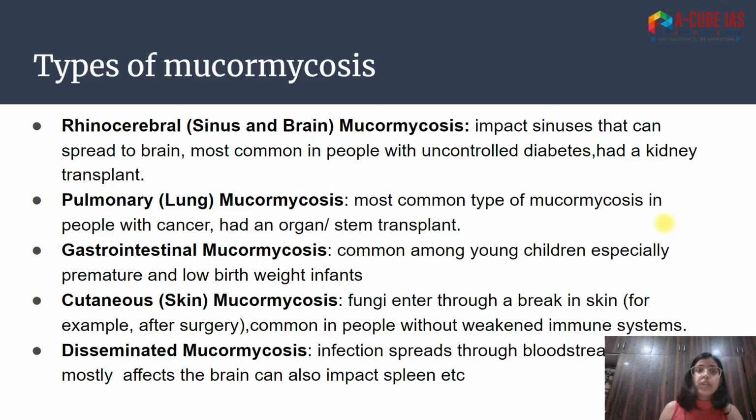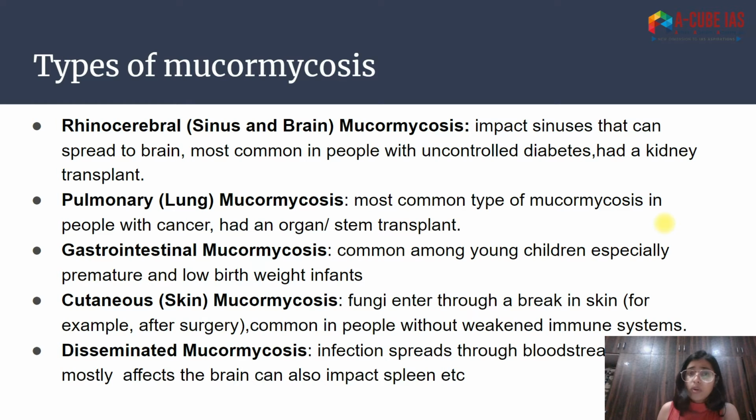One is rhinocerebral. Rhinocerebral, as the name suggests, impacts your brain. It impacts sinuses that spread to the brain, and it is most commonly found in people who have uncontrolled diabetes or kidney problems. Next is the pulmonary or lung mucormycosis. You can see in the name that this impacts your lung, but it is more commonly found in people who had cancer or a recent organ transplant. These are more susceptible to lung mucormycosis.